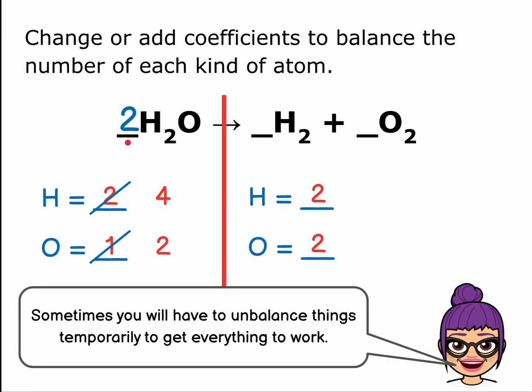Sometimes you have to unbalance things temporarily to get everything to work. So don't panic, because we can fix what we just did on the product side by adding a 2 in front of the hydrogen. So now, instead of 2 hydrogen in the products, we have 2 times 2, which is 4. Our hydrogen are balanced and our oxygen are balanced. This is a balanced chemical equation.